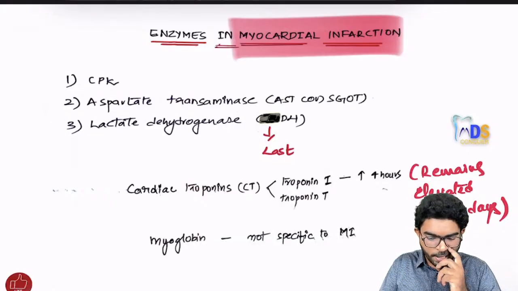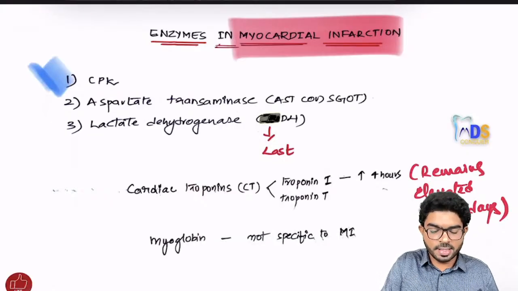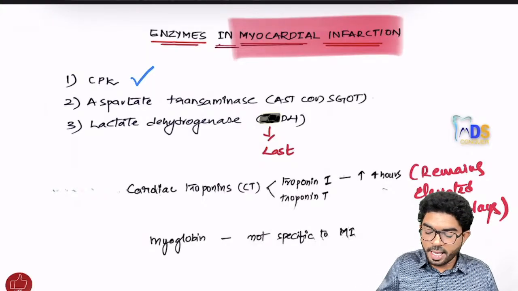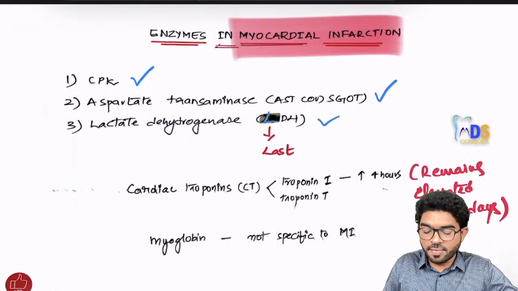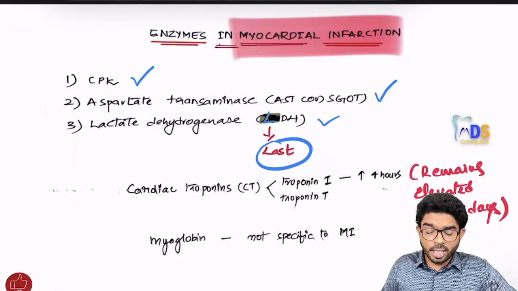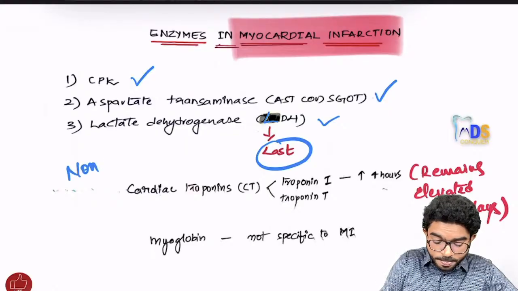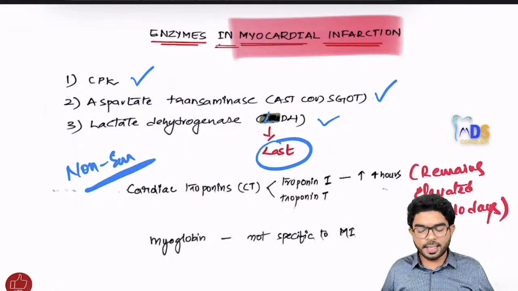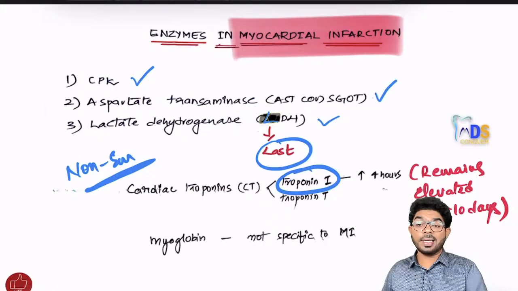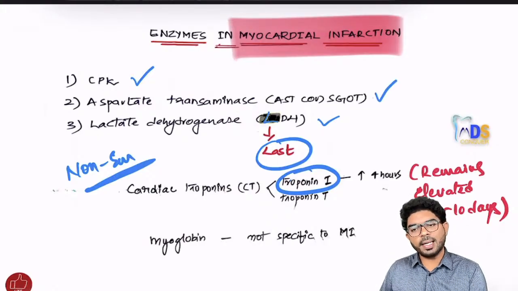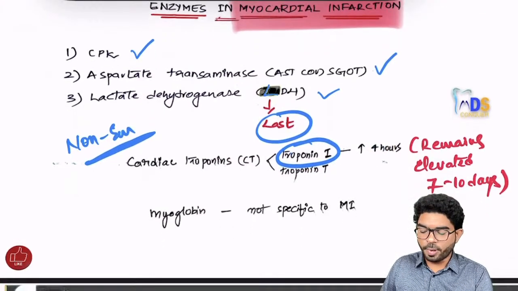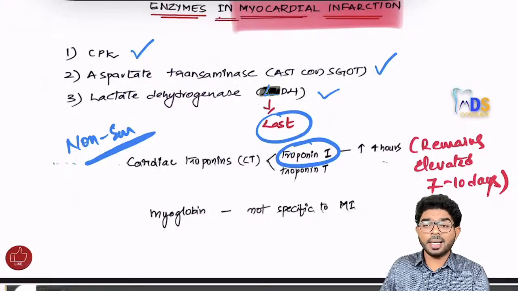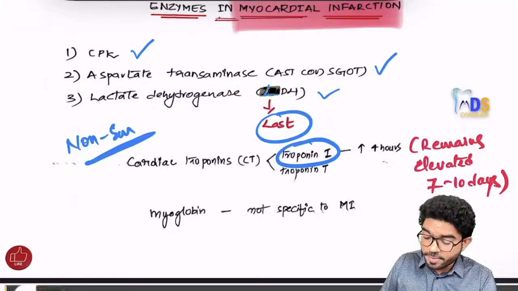When I'm talking about enzymes, CPK comes into existence first, followed by AST or SGOT, and the last one is LDH, last for last. When I'm talking about the non-enzymatic markers or regular markers, the most important marker, the most lovable marker, having sensitivity and specificity, is troponin I. Troponin I will come into existence after CPK, but the beauty of troponin I is that it lasts for 7 to 10 days.